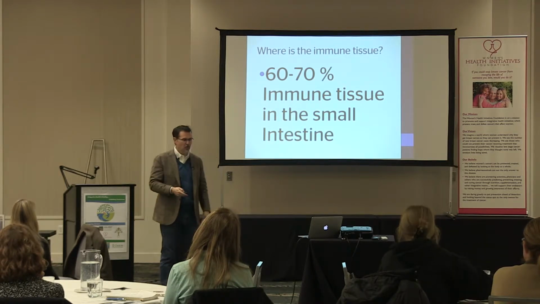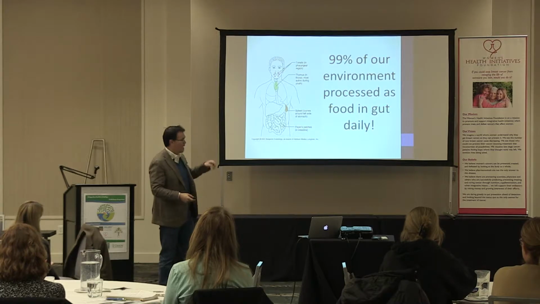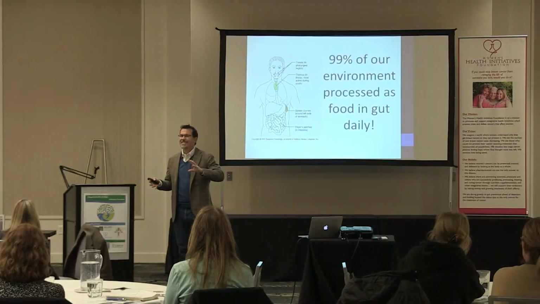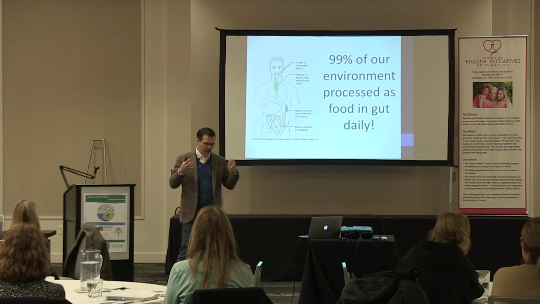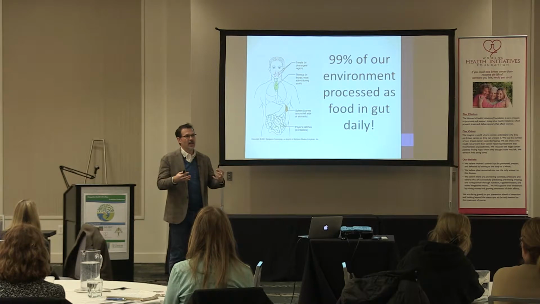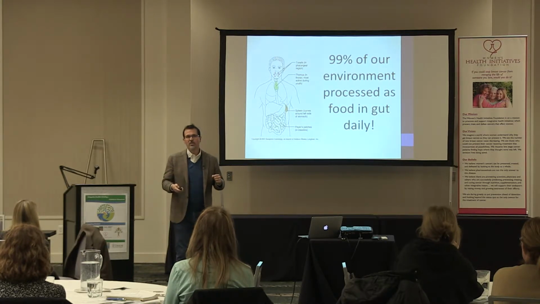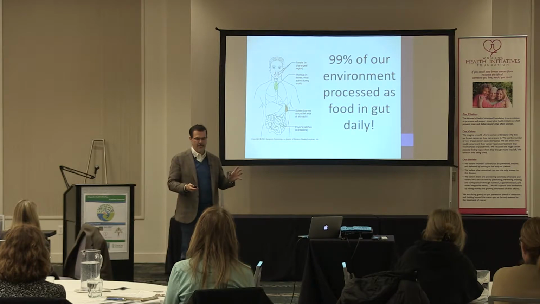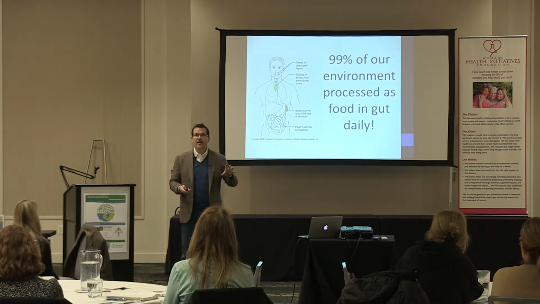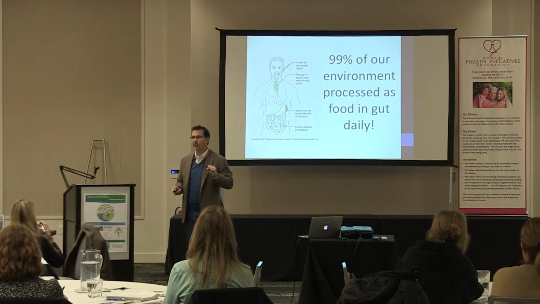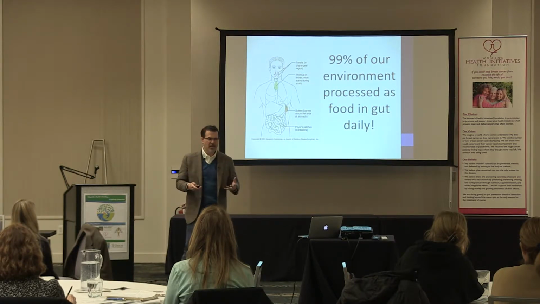We know why there's so much lymphoid tissue in the gut. It's because 99% of our environment is actually processed there. 99%. We do more in our gut in a day than the rest of the body really does in the rest of a lifetime. We process more. And so if you're putting something into that environment that the body no longer recognizes as being okay, and you're doing that three times a day, how can you expect your immune system to be calm?